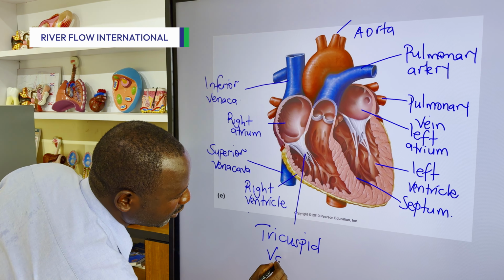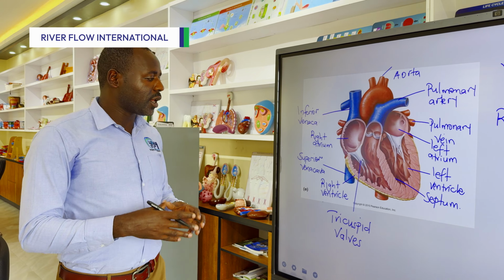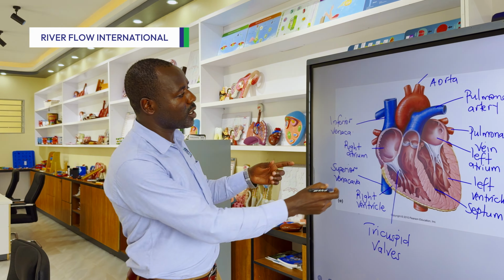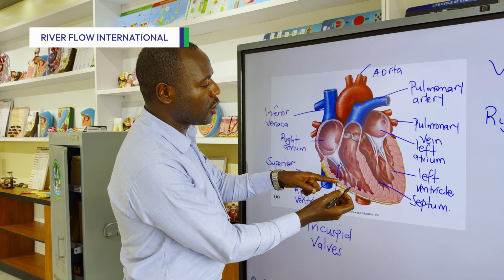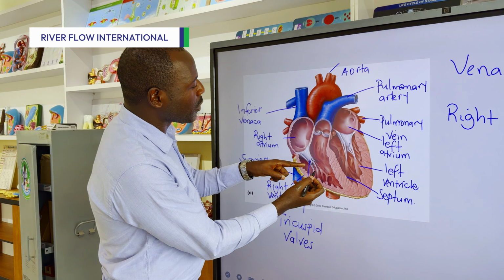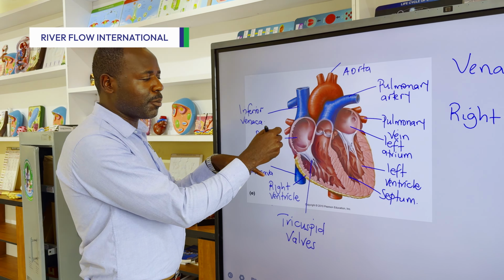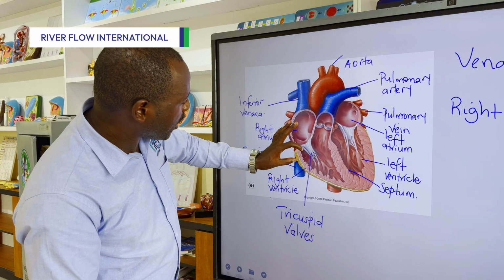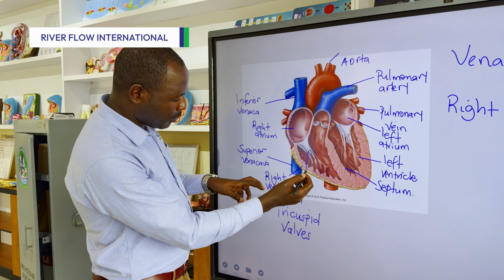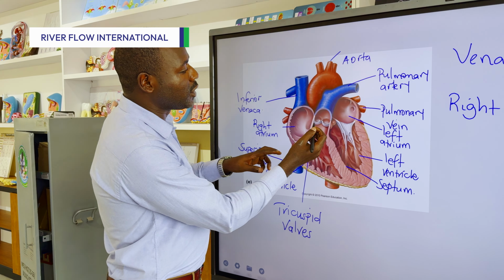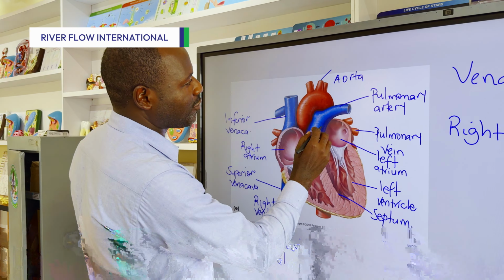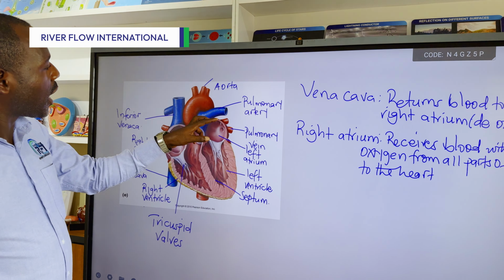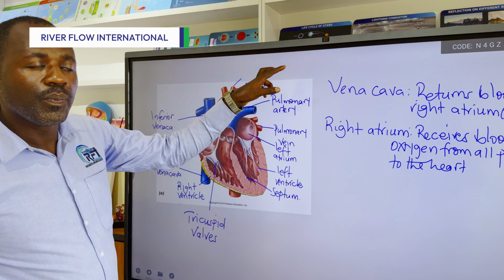We all know that we have valves in the heart, and the use of valves in the heart is to prevent the backflow of blood. So when blood is flowing from the atrium to the right ventricle, it could flow back to the atrium, but it cannot flow back because of this tricuspid valve. So when this blood without oxygen reaches the right ventricle, it is pumped to the lungs via the pulmonary artery. In other words, the use of the pulmonary artery is to carry blood without oxygen to the lungs.